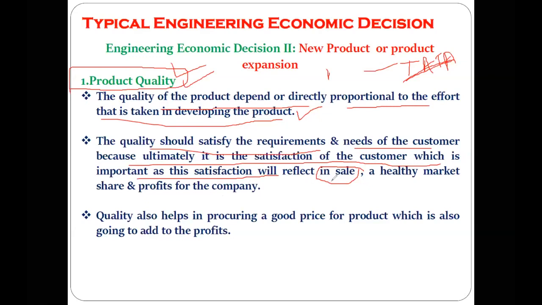And because of that, what will happen? Automatically the car sales will increase. If the car sales increase, the profit of the company also increases. Understood? Now when all these things happen, the company, that is Tata, is producing that particular product of good quality. Yes or no?